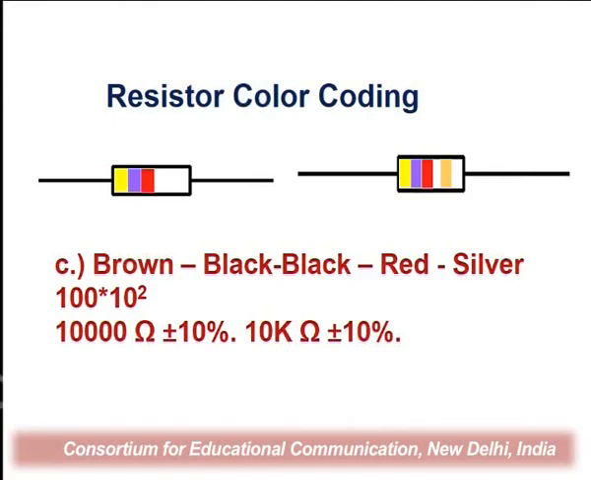So the value of that type of resistor, which has the color code brown, black, red, silver, will be 1000 ohm plus minus 10%, or we can write it as 10 kilo ohm plus minus 10%. This is the resistor value.